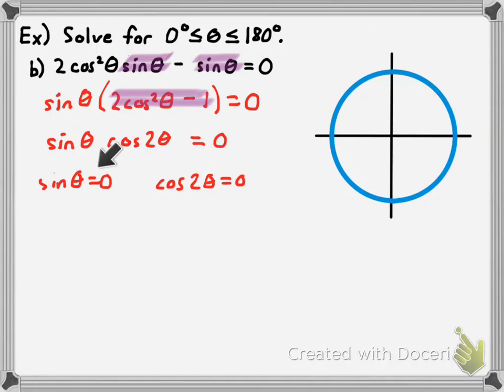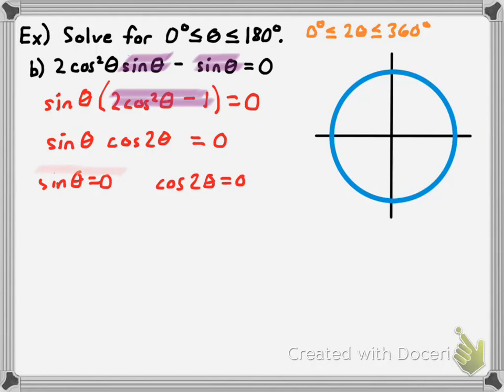So when we're looking on the unit circle for this one, we're only going to look between 0 degrees and 180 degrees. When we're looking on the unit circle to solve this equation, we're going to look between 0 and 360 degrees. Now let me color code what we're doing.